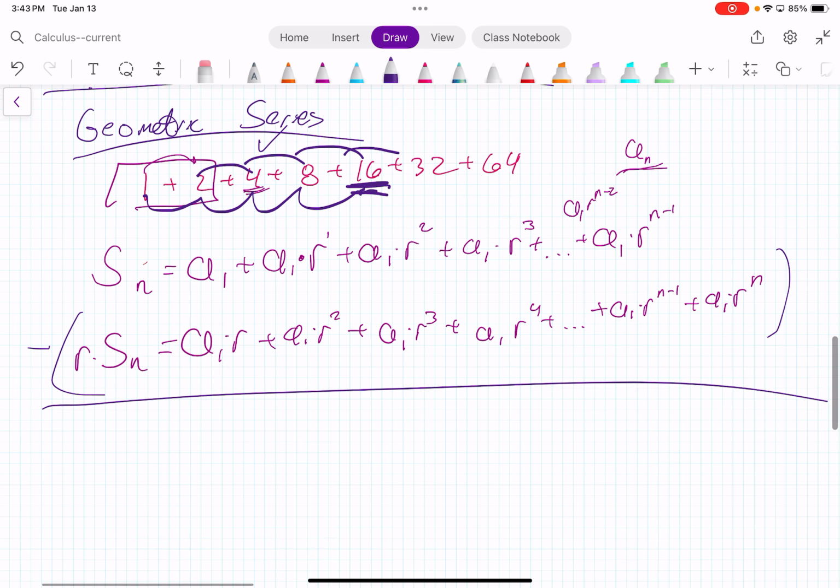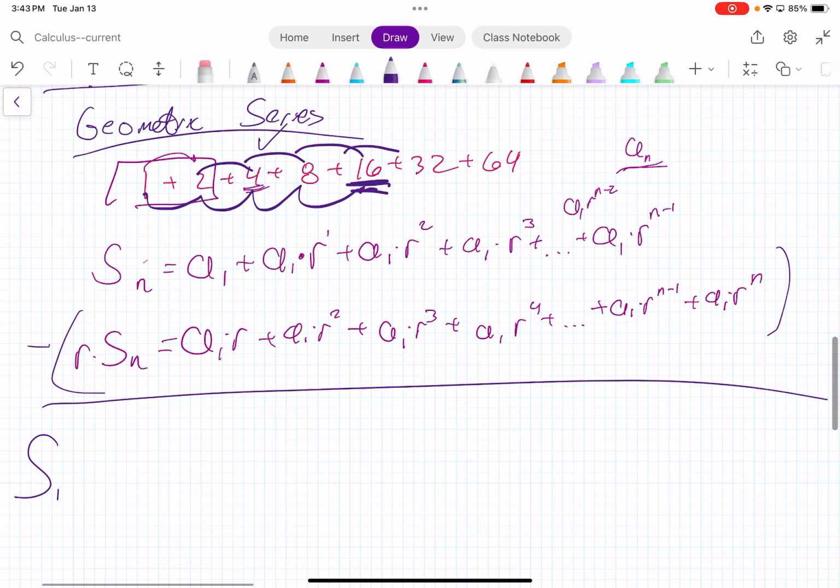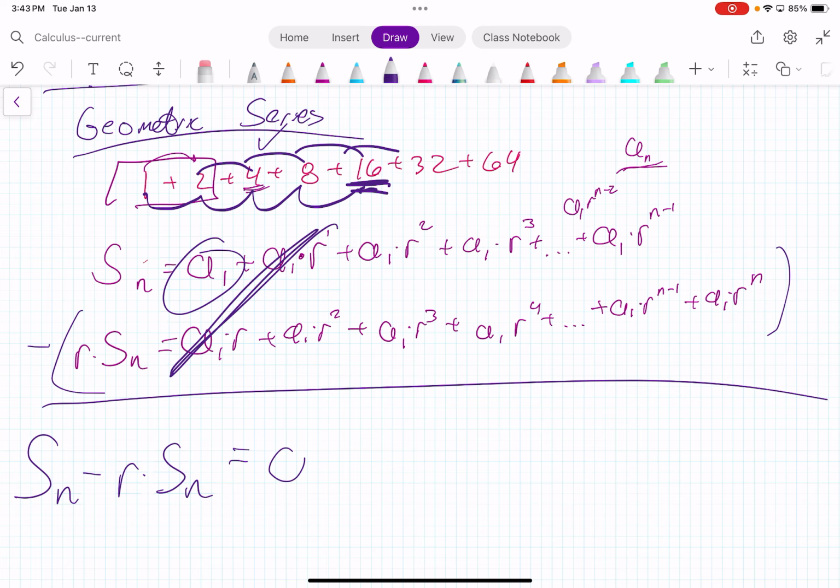Okay, left side. Well, that's s sub n minus r times s sub n. Right? That's all we have. It's just subtraction. But when I think about the subtraction here, do you notice these are dropping out? That doesn't, right? So that's stuck. What else do I have left?